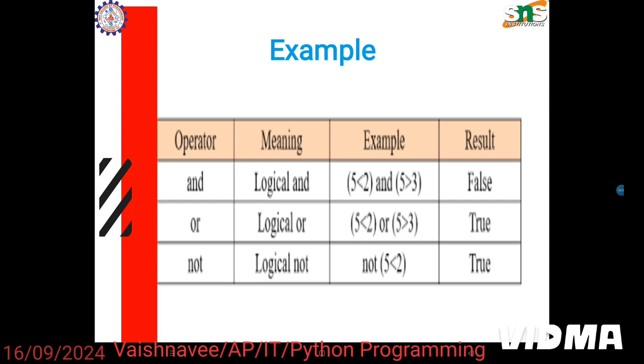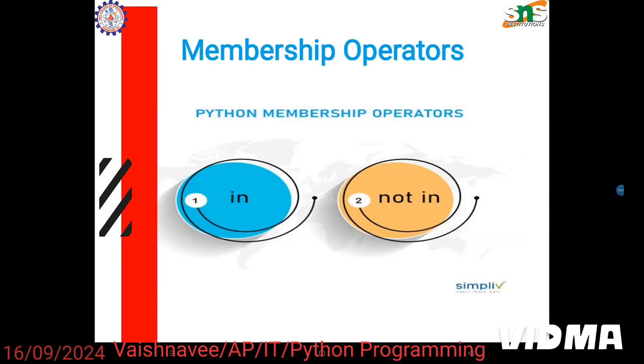So these are the operator and operand examples. 5 is less than 2 and 5 is greater than 3. Since one statement is false, it is false. 5 is less than 2 or 5 is less than 3. Since one statement is true, it will be true. 5 is less than 2: the statement is false, but we gave a not, so it will give true.